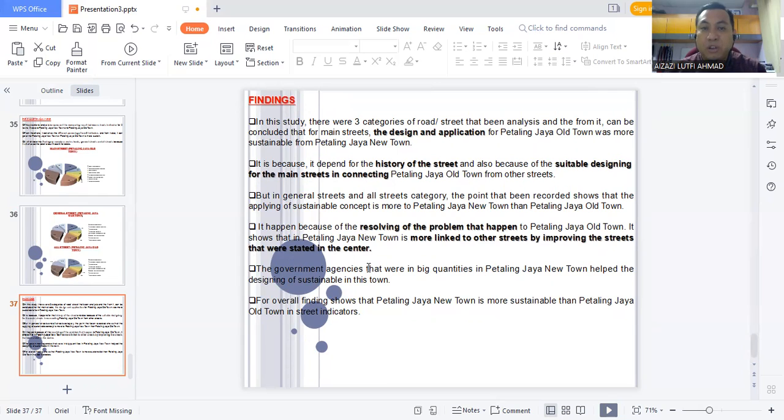It happened because of the resolving of the problems that happened in Petaling Jaya Old Town. It shows that Petaling Jaya New Town is more linked to the streets by improving the streets that were stated in the center. Okay, the overall findings show that Petaling Jaya New Town is more sustainable than Petaling Jaya Old Town. Okay, thank you.